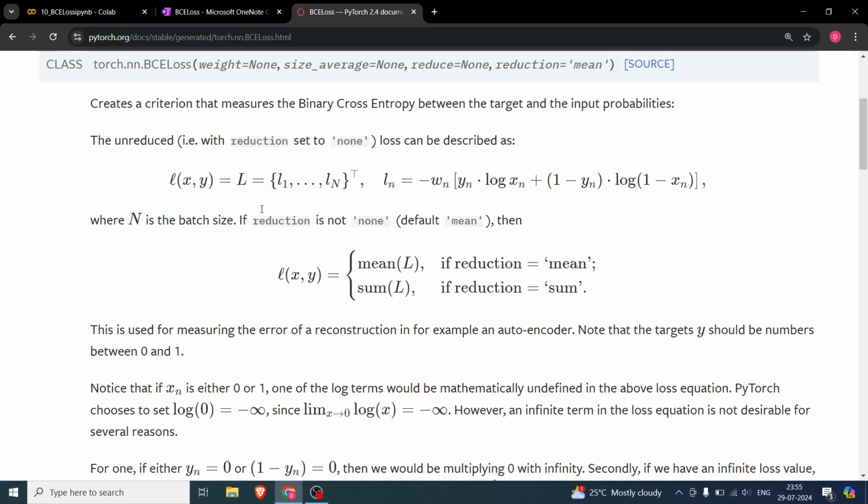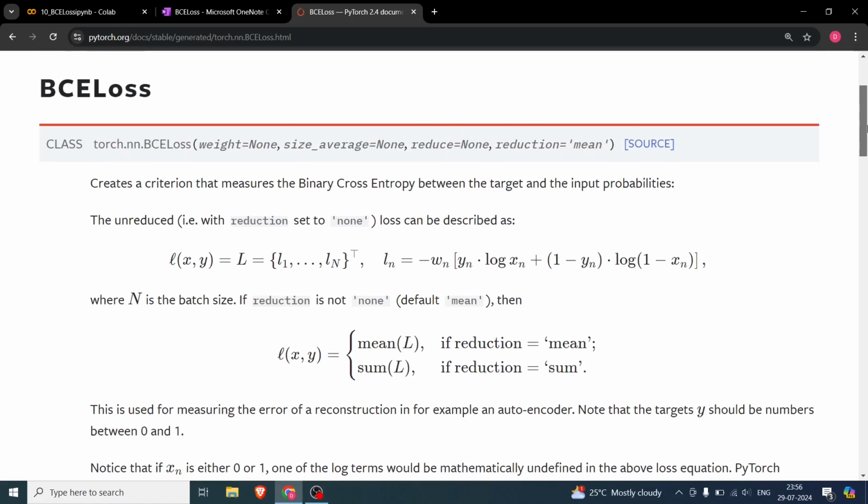You can see over here 3 or 4 parameters. You have weight equal to none, which we'll discuss in a second, size average equal to none, reduce equal to none, and reduction equal to mean. Size average and reduce are deprecated, because the functionality of both of these parameters is already inside reduction, which is a new parameter we'll discuss in a second. We have to first discuss reduction, because this is something that we have already seen in other examples and other functions as well.